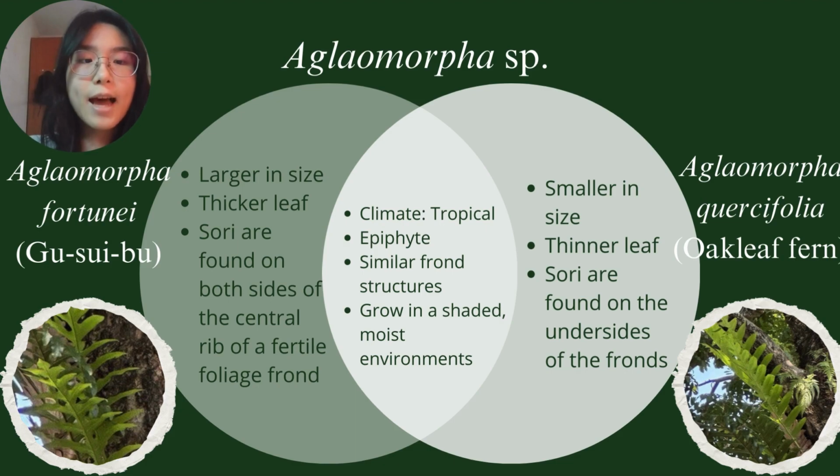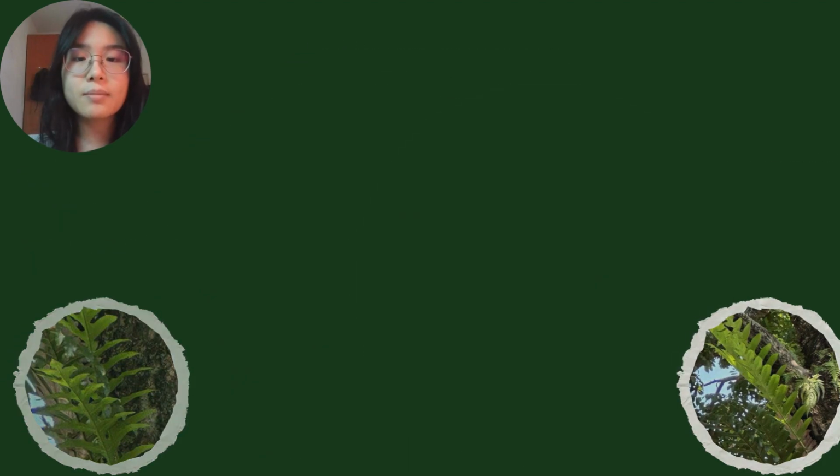On the other hand, Aglaomorpha quercifolia is smaller in size with thinner leaves, which may suggest requiring higher humidity levels or more protection from direct sunlight. The placement of sori on the undersides of the fronds in oak leaf fern is a common adaptation, helping to protect the spores from drying out and aiding in their dispersal.